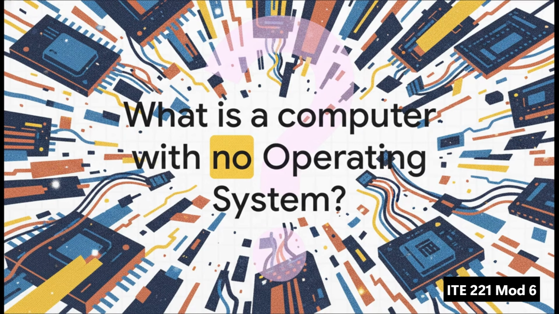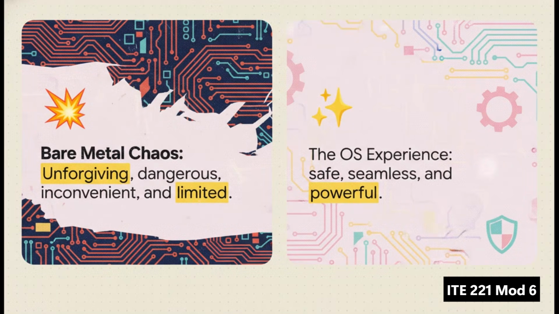Okay, so let's just jump right in with a thought experiment. What if you had to use the raw hardware of a computer directly? I mean, no Windows, no Mac OS, nothing. Just pure silicon and electricity. What would that actually be like? Well, it would be absolute chaos. The hardware is totally unforgiving. One wrong move and the whole system could just crash. It's dangerous, too, because programs could easily stomp all over each other's data. And it's just so inconvenient. It's a million miles away from the stable, safe, and seamless experience the OS gives us, turning all that raw power into something we can actually use.